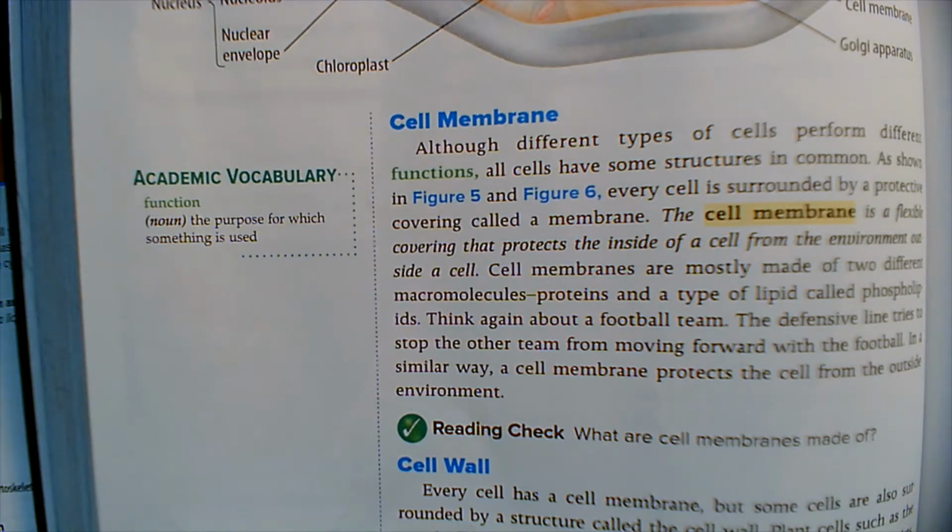Think again about a football team. The defense line tries to stop the other team from moving forward with the football. In a similar way, a cell membrane protects the cell from the outside environment. So reading check, what are cell membranes made of? Well, they're made of phospholipids, and it's in a bilayer. I'm going to show that to you in just a second. And they also have proteins embedded within the membrane.